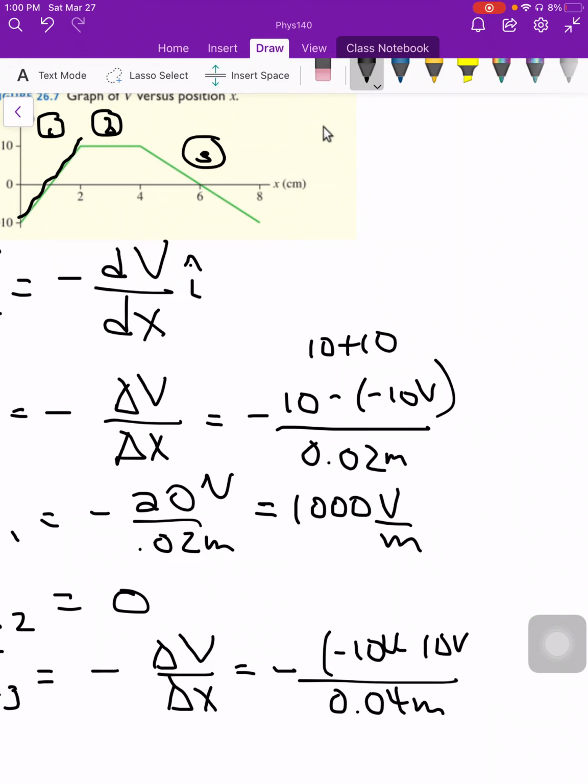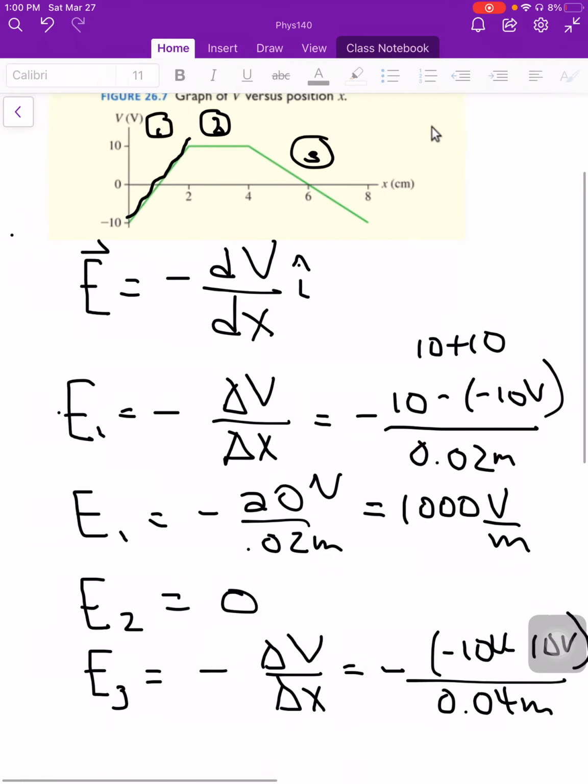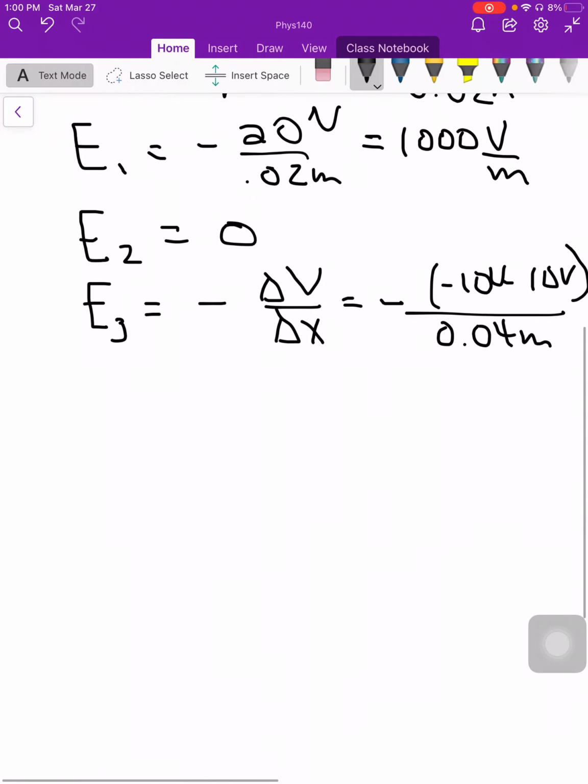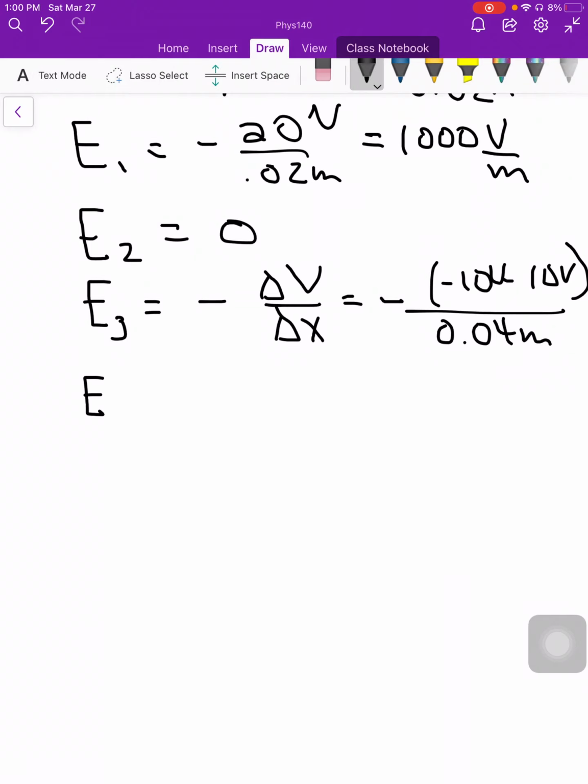Okay, so I got that. All right, so here then E3 is going to be, I've got negative 10 volts minus 10 volts gives me a negative 20 volts. But I have a negative out front, so I'm going to get a positive 20 volts over 0.04. And so that's going to give me 500 volts per meter.